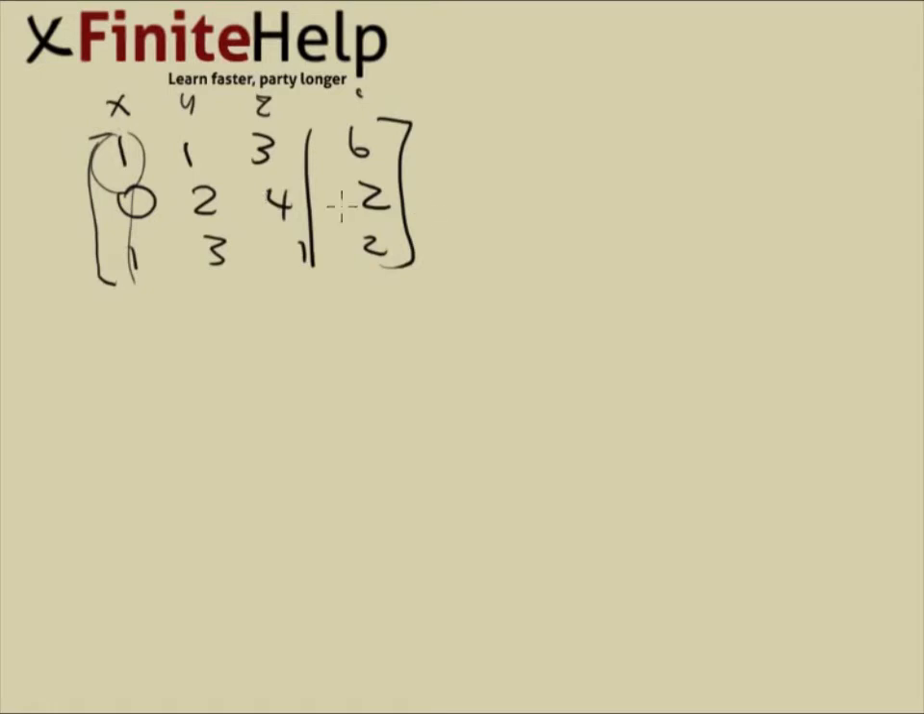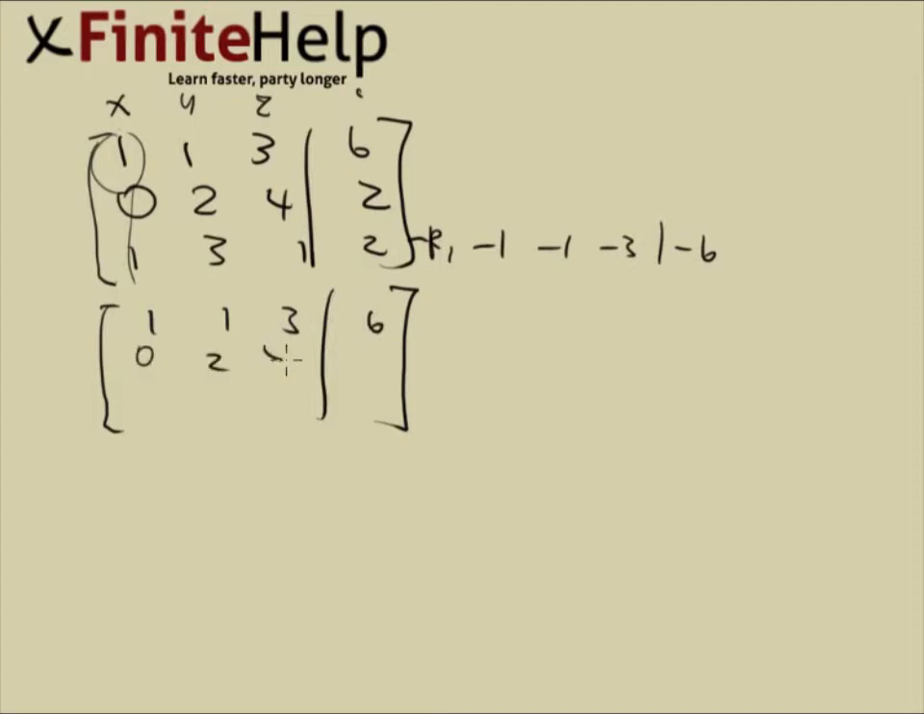Row 2 is already okay. Row 3, I'm going to use negative row 1 to get rid of this 1, which is negative 1, negative 1, negative 3, and negative 6. The new matrix is going to be row 1 stay the same, row 2 also stay the same. Row 3 becomes, adding side by side, 0, 2, negative 2, and negative 4.